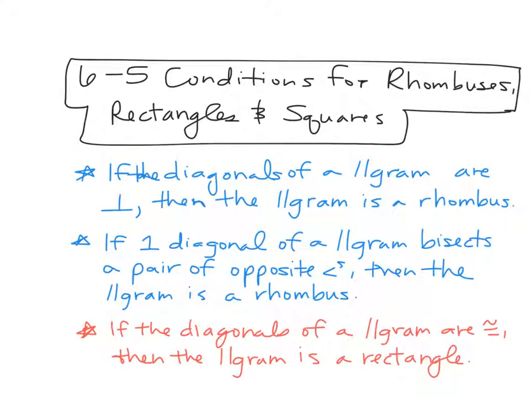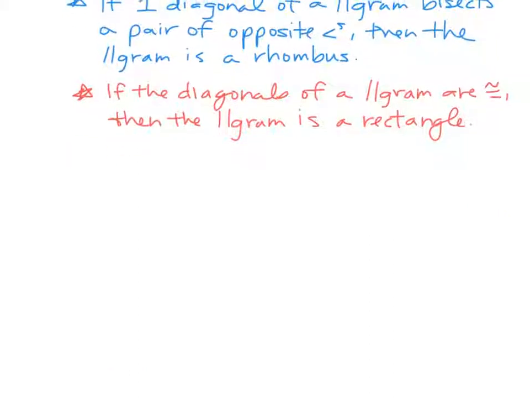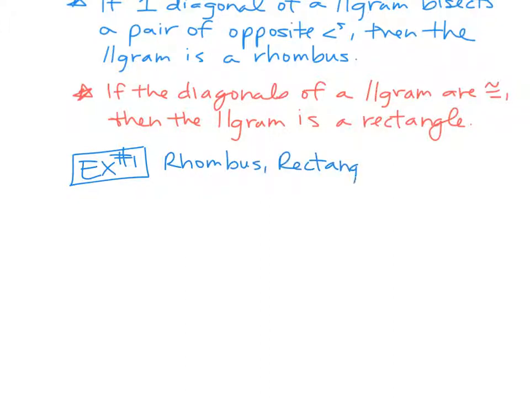Okay, so those are the 3 theorems we're going to be working off of. So I'm going to give you, kind of like we did at the end of the lesson yesterday, some pictures, and you tell me what we're working with, okay? And why it is what it is. So first example, we're going to say rhombus, rectangle, or square, and why.